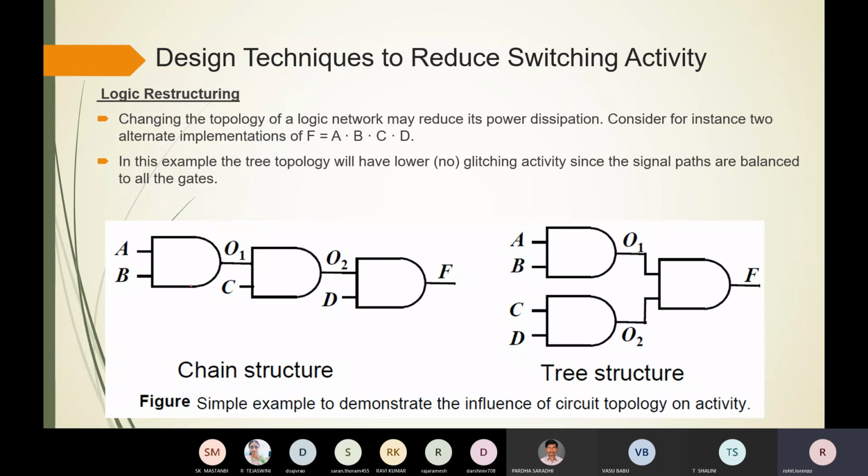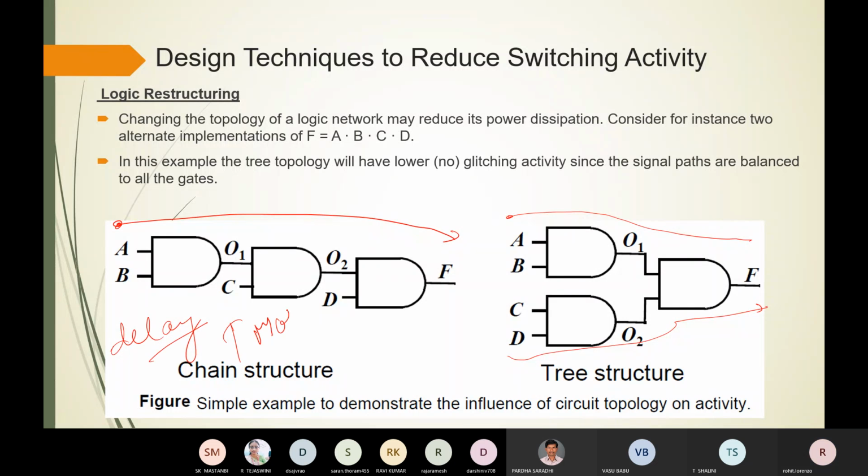Like in the figure you can see there is a chain structure and a tree structure. Now there is one path from A, B to F, and one path from this to this. If you see the delay in this path, because three gates are arranged in series, the delay in this case will be more. But the second structure is a balanced path, so the delay in this structure is less.